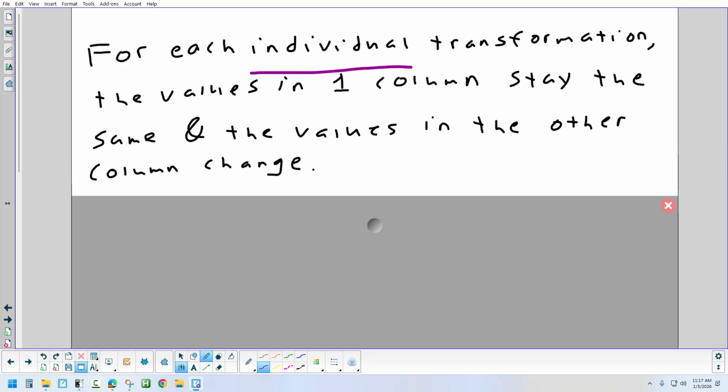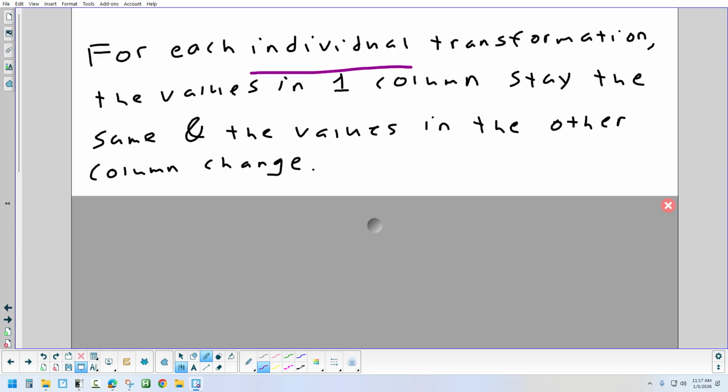So what that means is if we're only doing one transformation, in those tables I gave you, only one column is going to change. Think about if you shift up. If you take a coordinate and shift up, what part of the coordinate doesn't change? Yeah, the x. Shifting up or down doesn't change the x. It only changes the y.